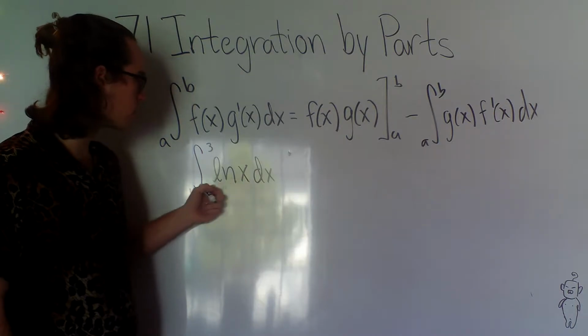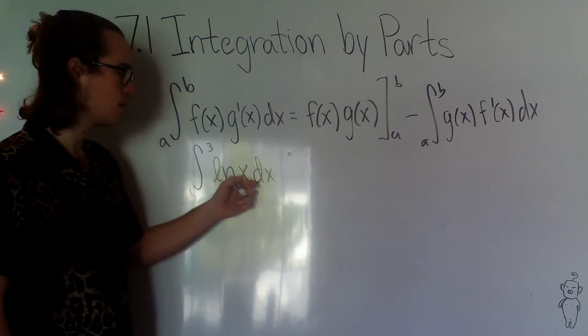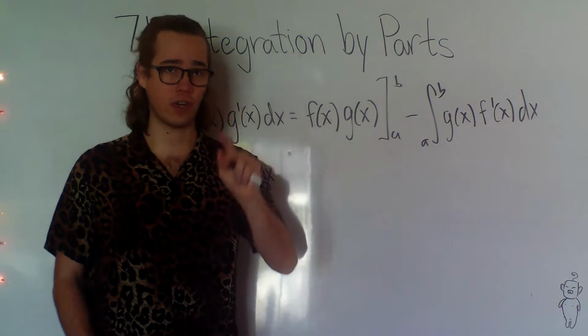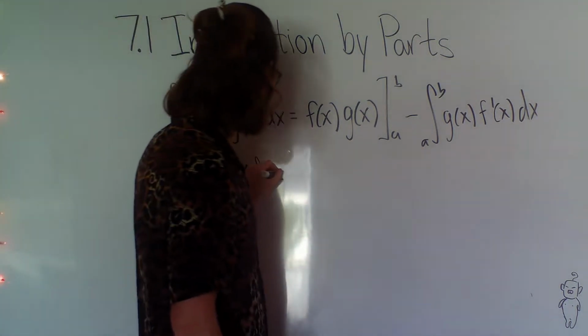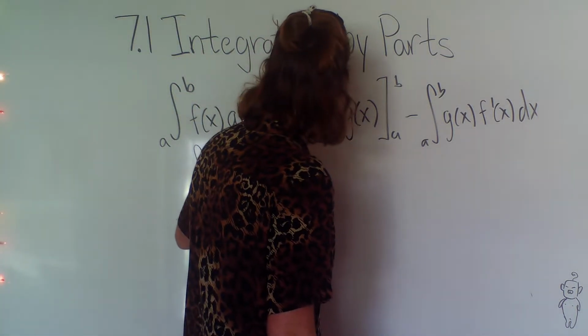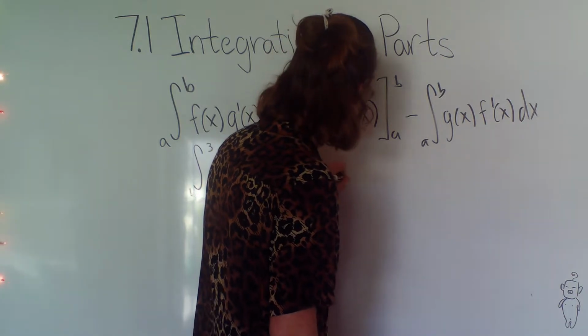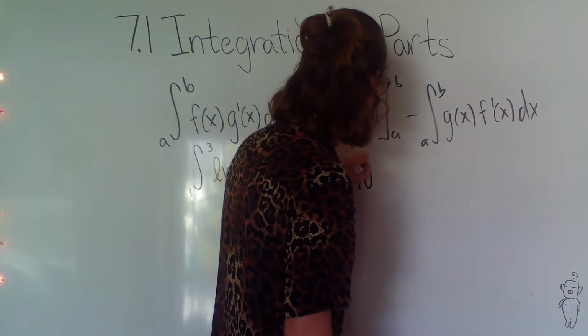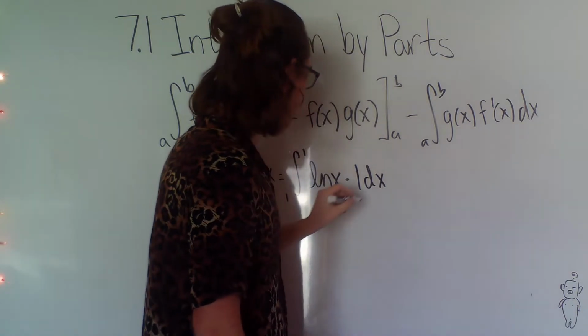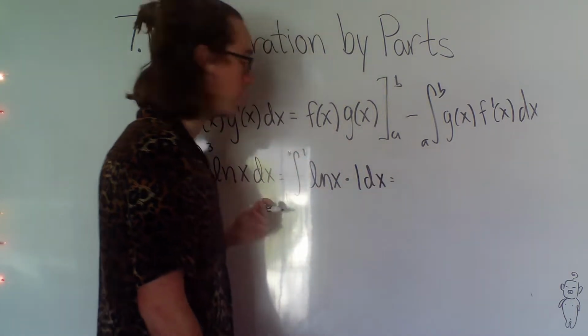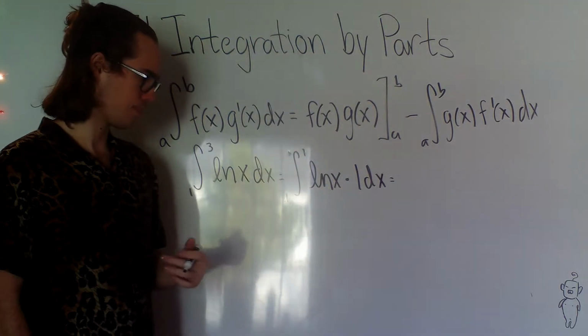Well, I see one function here. I see ln of x. Actually, I see two functions. I see this is equal to the integral from 1 to 3 of ln of x times 1 dx. And now, that should give us a hint as to what our u and our v should be.